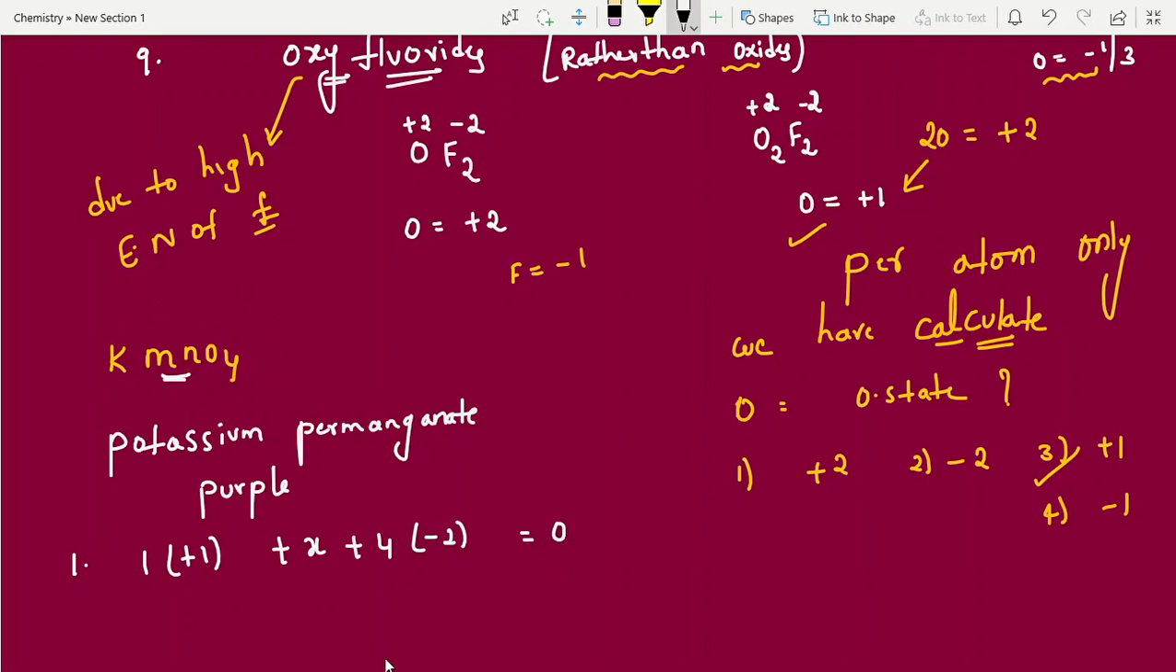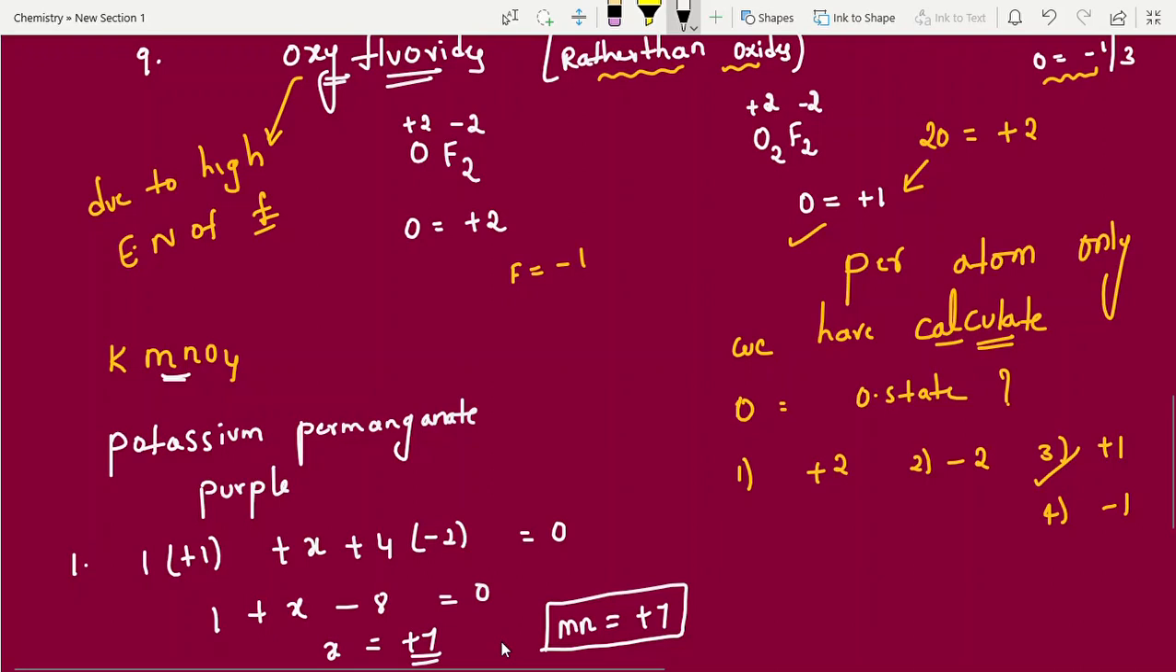Equate to the charge. That's it, students. 1 plus X minus 8 equal to 0. Then if you bring this side, X equal to +7. Manganese here is +7. Clear, students? Like that. Is it easy?